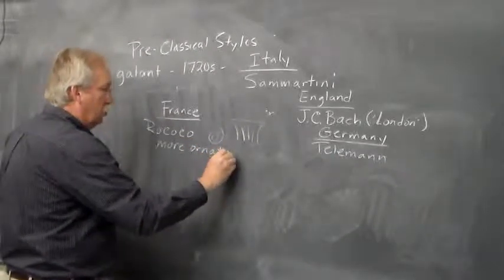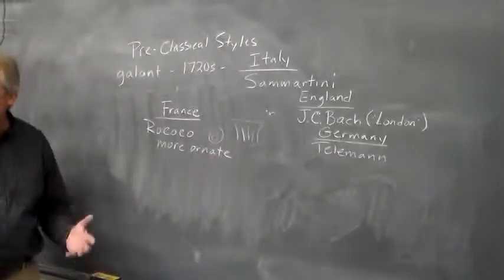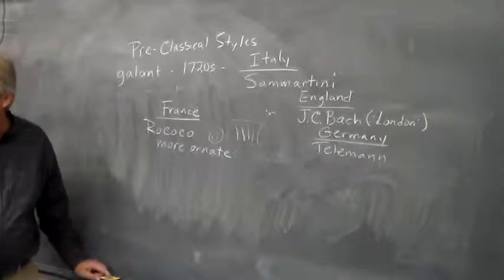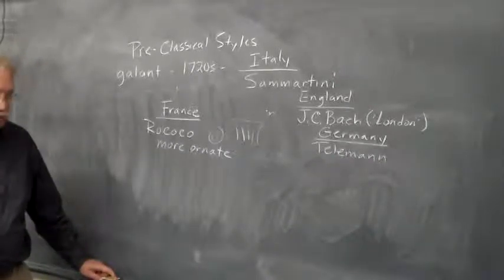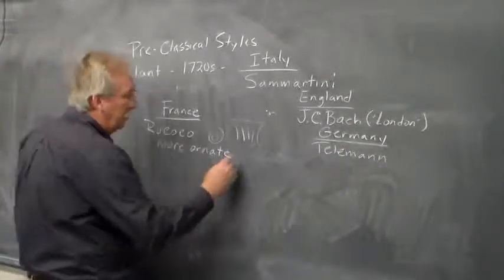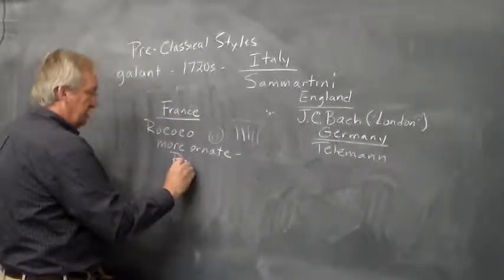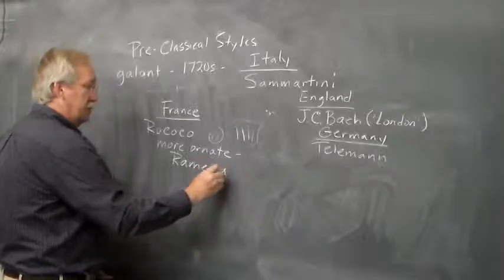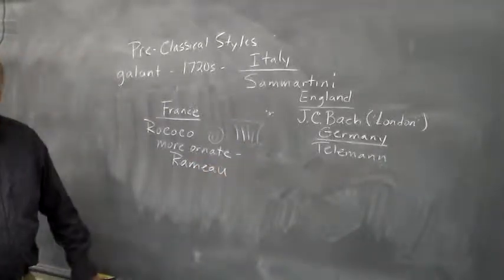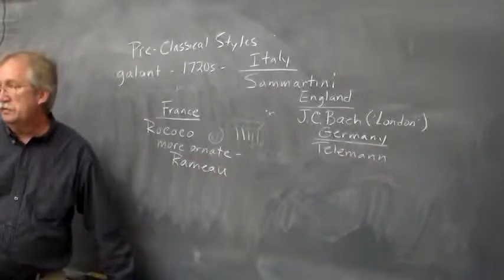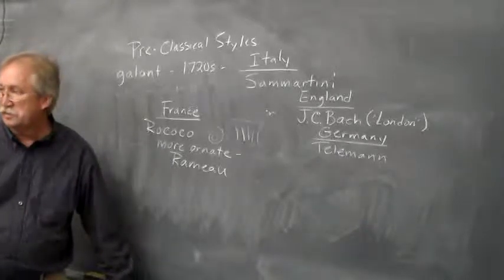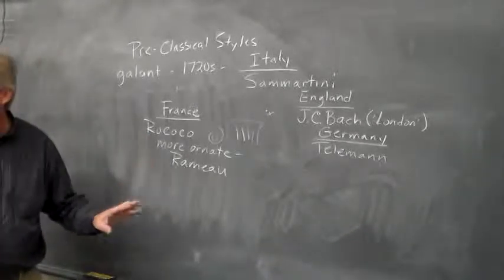So I'll say this is more ornate, so there's a large vocabulary of ornamentation that developed with the French rococo style. And Jean-Philippe Rameau, that we talked about already, is an important theorist. Rameau then is a composer who is writing in this rococo style.